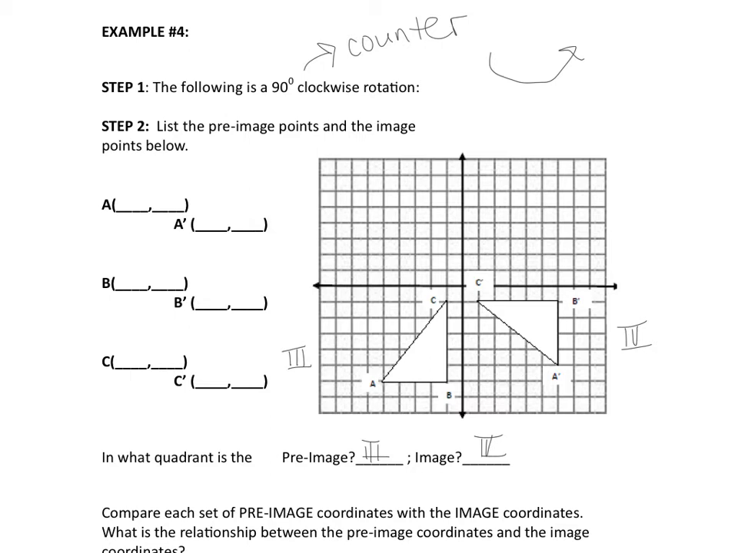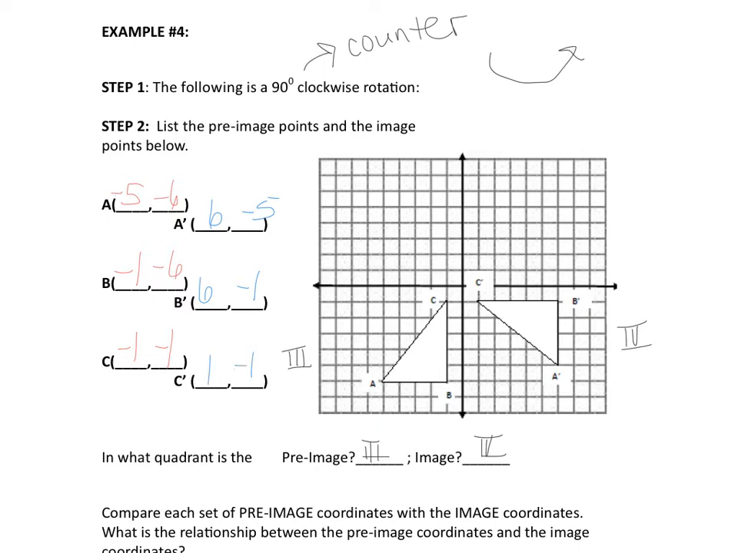The pre-image, point A, is located at -5, -6. The image, A prime, is at 6, -5. Point B is located at -1, -6. B prime is located at 6, -1. C is located at -1, -1. And C prime is located at 1, -1.